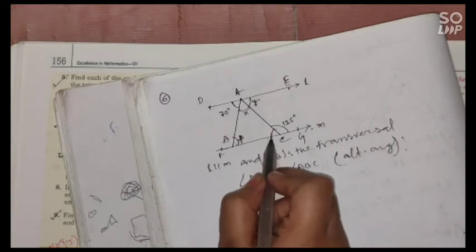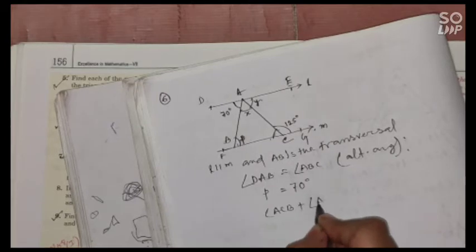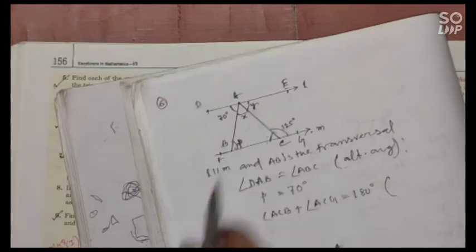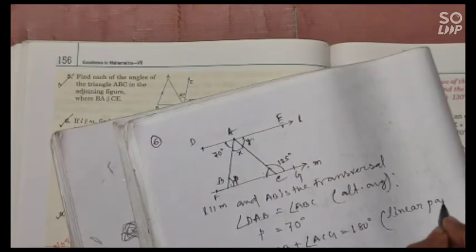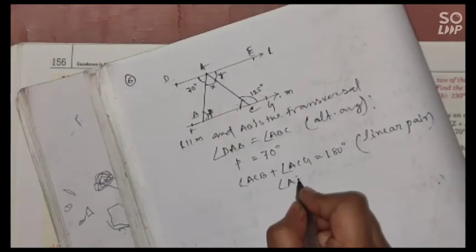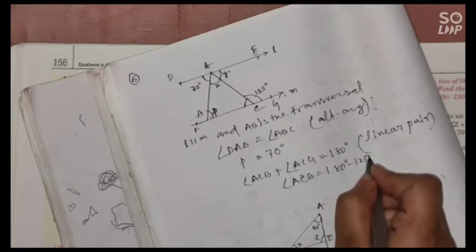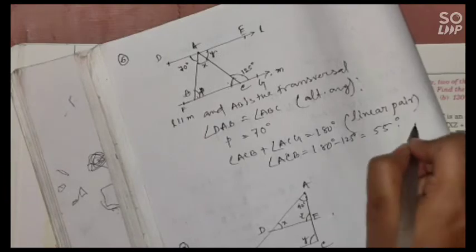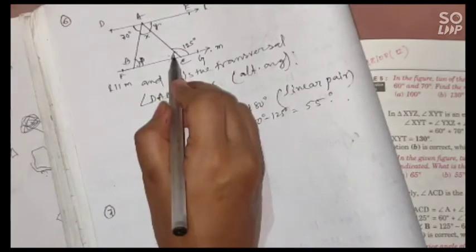How can you get this value? Angle ACB plus angle ACG equals 180 degrees, because these two angles form a linear pair. So angle ACB equals 180 minus 125. This value equals 55 degrees. So this is 55.